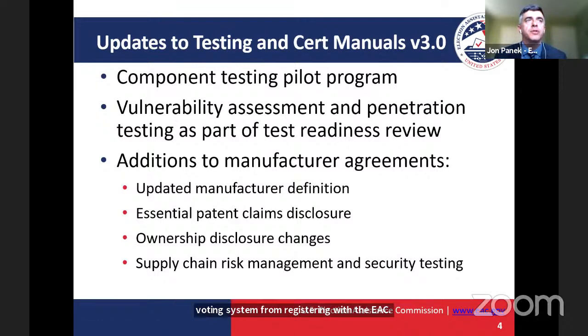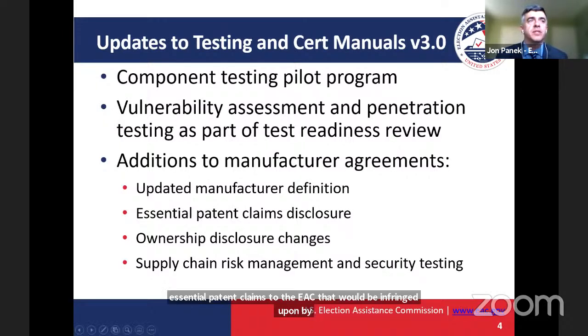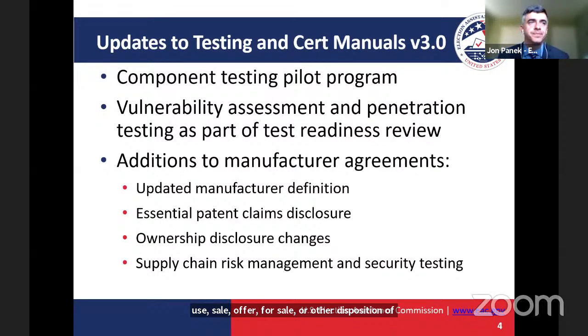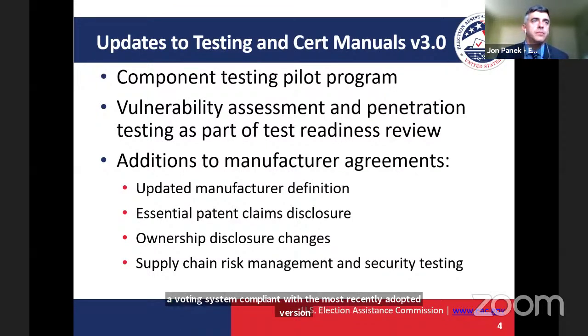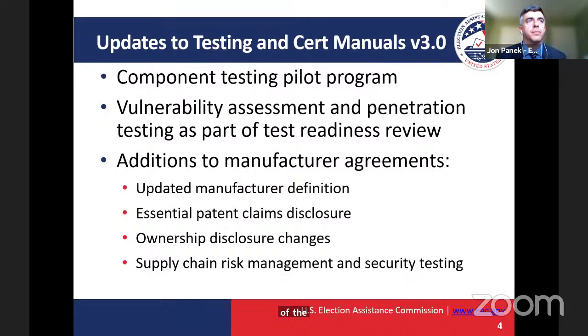Manufacturers will be required to disclose any essential patent claims to the EAC that would be infringed upon by use, sale, offer for sale, or other disposition of a voting system compliant with the most recently adopted version of the VBSG. Ownership disclosure changes are being made that will reduce that burden from 51 to 25% ownership interests, and direct and indirect ownership is now specified in the manuals.